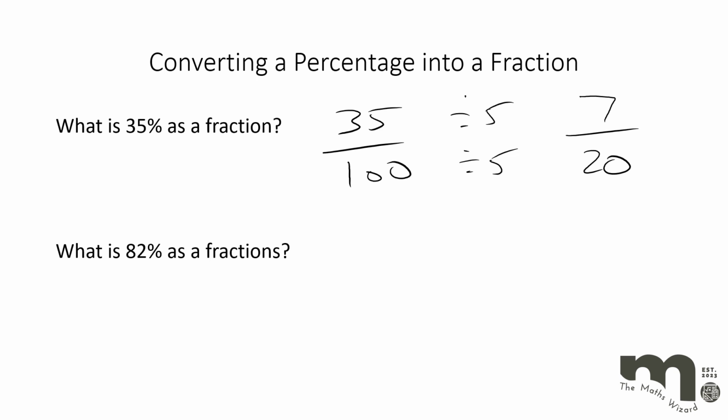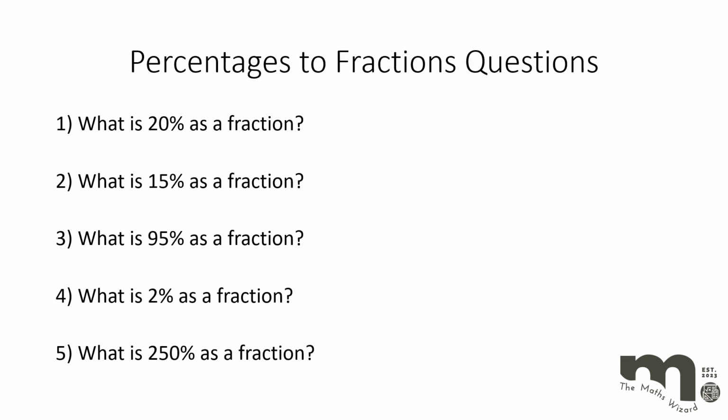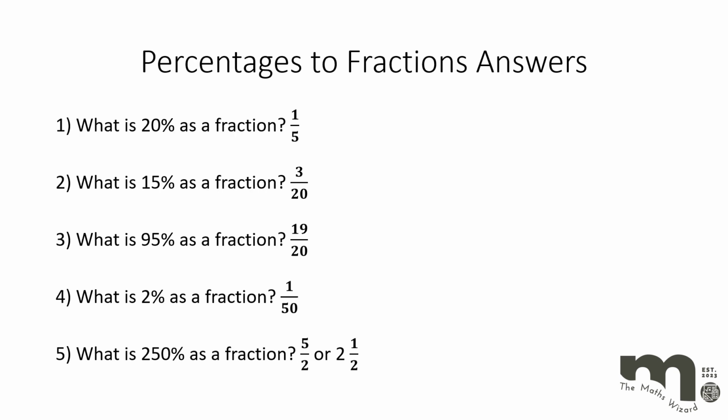If we look at the bottom one, we've got 82 over 100 there. We can half this, we get 41 there, and then we get 50 there. And 41 is a prime number, so we cannot simplify that anymore in this instance. Okay, so pause your video then and have a go at this one. Okay, and here are your answers here to this one.